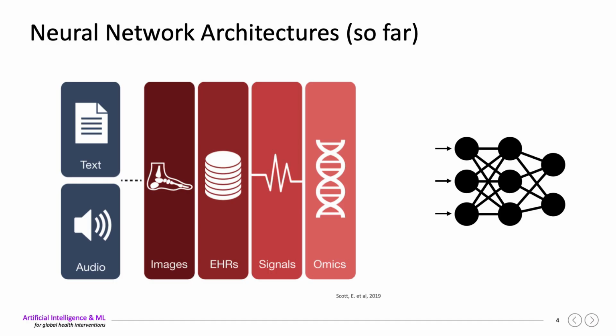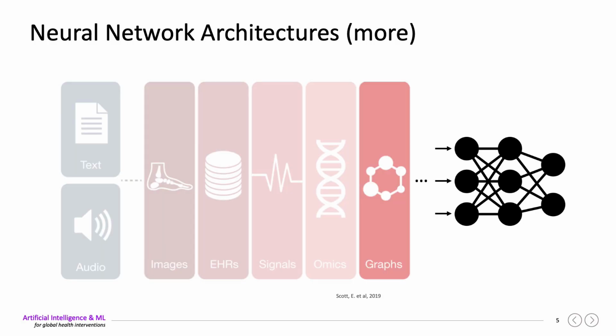To appreciate why graphs need their own architecture, let's review the architectures we have already seen. Here we lay out the neural network architectures covered so far in the course. On the left are the data modalities we have handled: text, audio, images, electronic health records, or EHRs, signals, and omics data. On the right is a standard feed-forward neural network taking those inputs and producing outputs. The point is that each of these modalities has a regular structure. Text and audio are sequences, images are grids of pixels, and tabular EHR data has fixed columns. And our previous architectures exploit exactly that regularity.